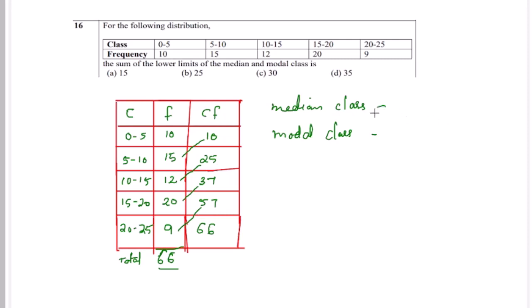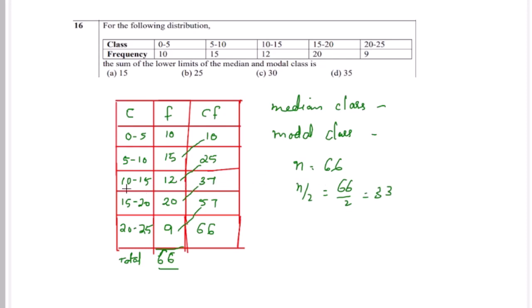So what is the median class? How to find out the median class? Here 66 is the total frequency, so n is equal to 66. n by 2 is equal to 66 by 2, which is 33. So where does the median class lie? Median class, 33.